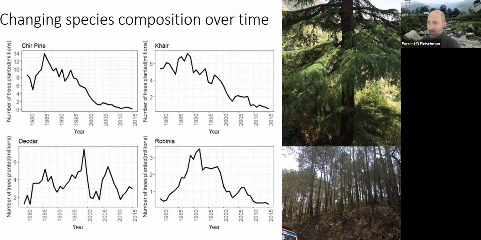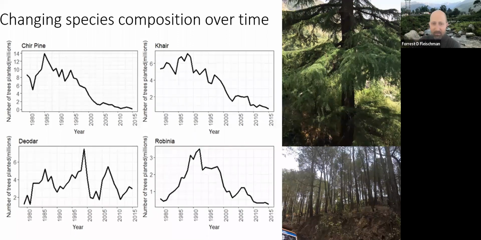And I want to direct you to the sharply downsloping graph in the top left of my slide, which is the planting of cheer pine, which is Pinus roxburghii. Just so you know, the y-axes on these graphs are not the same. So the peak number of trees planted of cheer pine, and I think it's 1985, they planted 14 million cheer pines. No other species has ever planted more than about 6 or 7 million in a year. So cheer pine is by far the most planted species in this landscape.